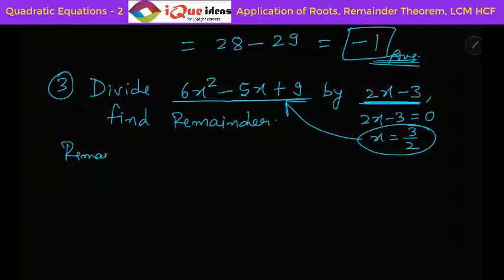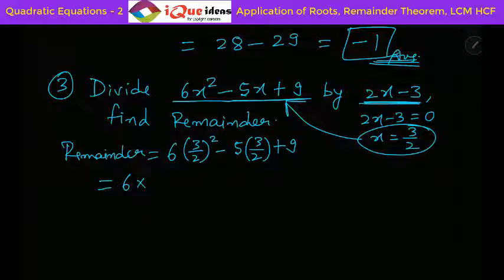So the required remainder is straight away equal to 6 into x square. That means 3 by 2 square. We have to substitute 3 by 2 in place of x. Right? So it is 6 into 3 by 2 square minus 5 into 3 by 2 plus 9. Right? Simplify this. It is 6 into 3 by 2 square, 3 by 2 square is 9 by 4. Minus 5 into 3, that is 15 by 2 plus 9.